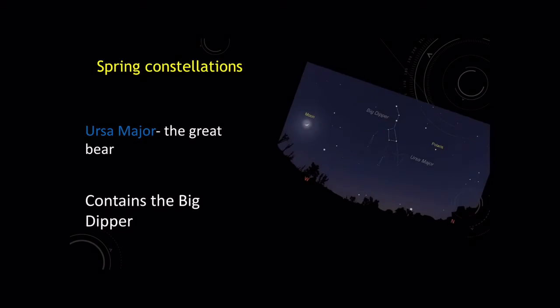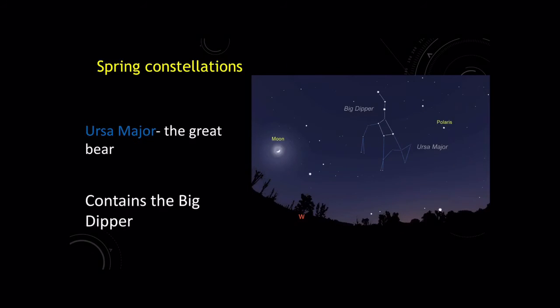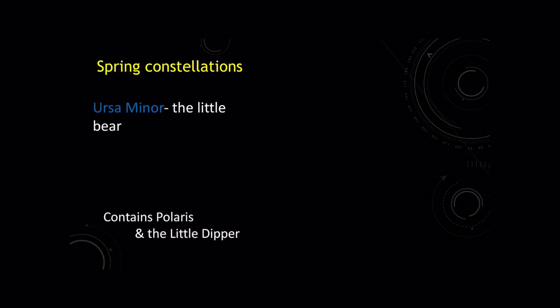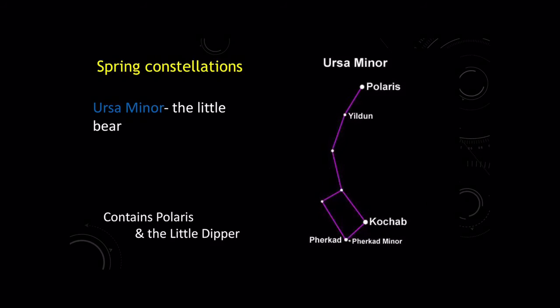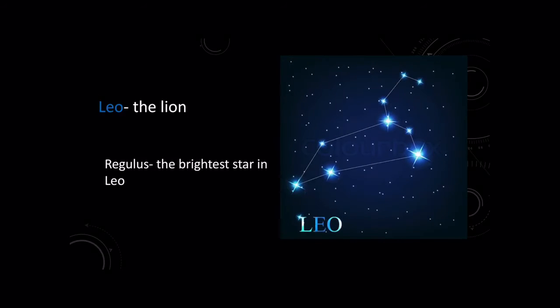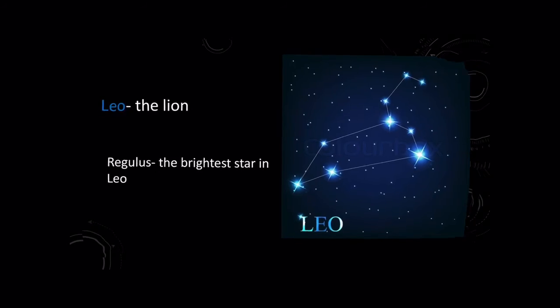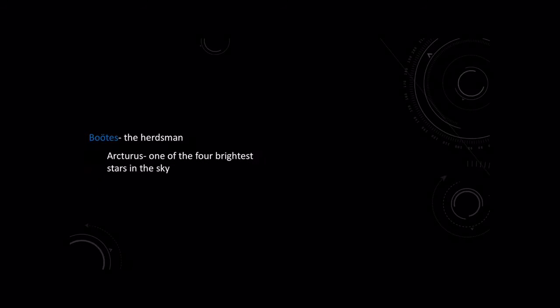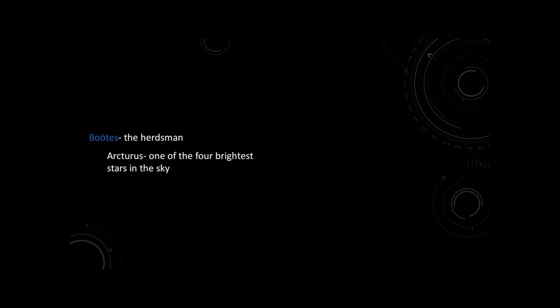So we're going to talk about some spring constellations. Ursa Major, of course, is the Great Bear, and it contains the Big Dipper. Ursa Minor is the Little Bear. It contains Polaris and the Little Dipper. Leo is the Lion, and Regulus is the brightest star in Leo. Boötes is the herdsman. Arcturus is one of the 4 brightest stars in the sky.